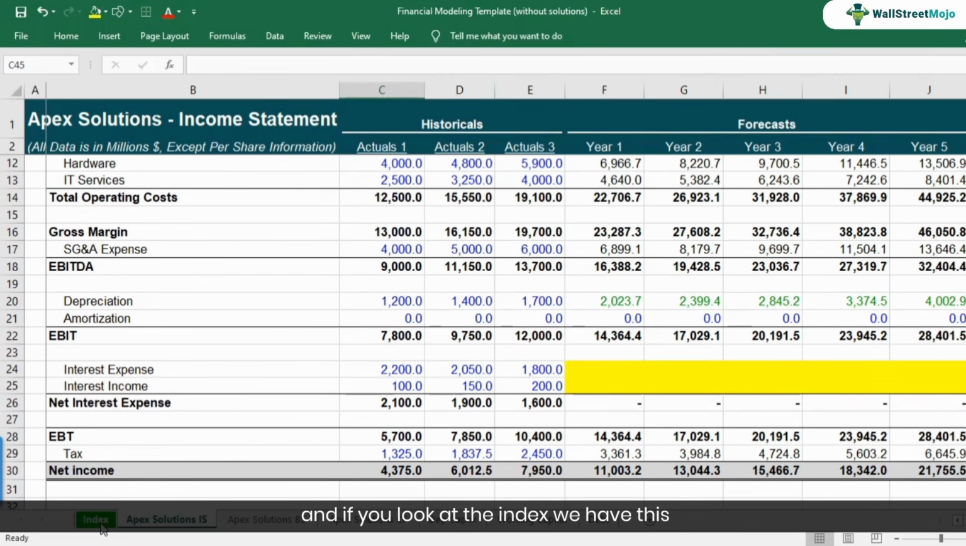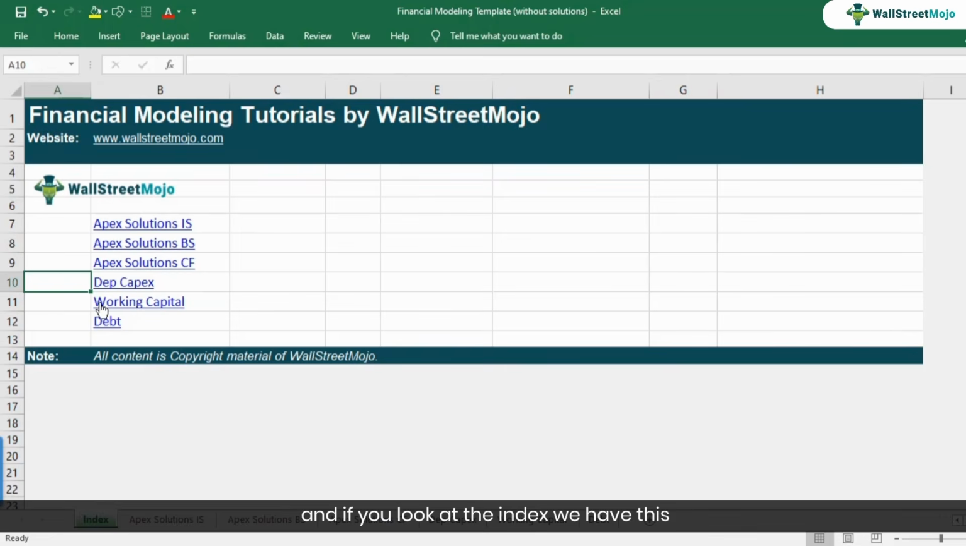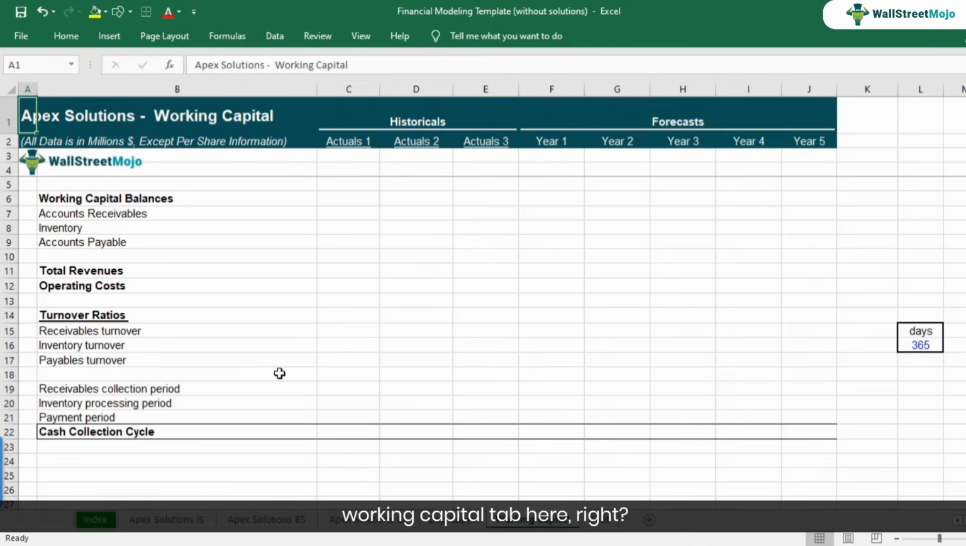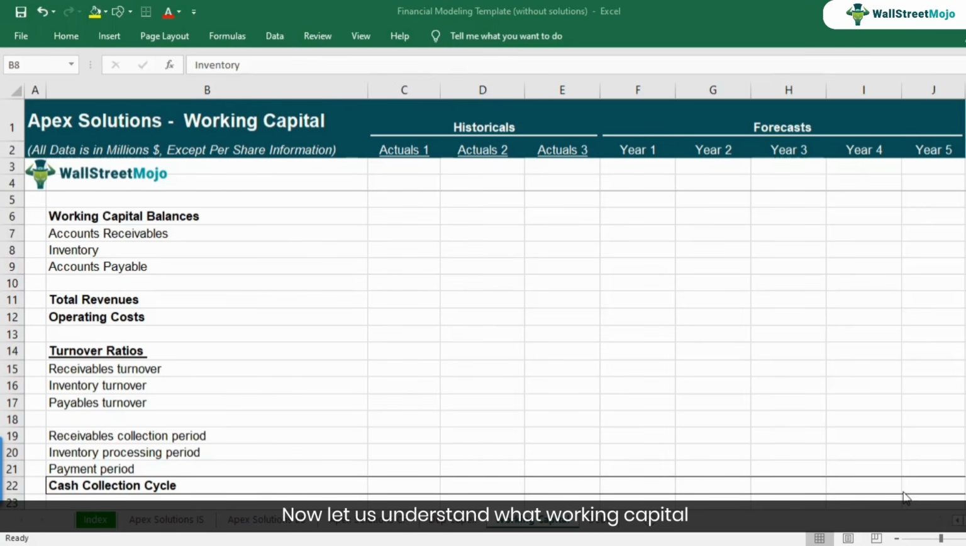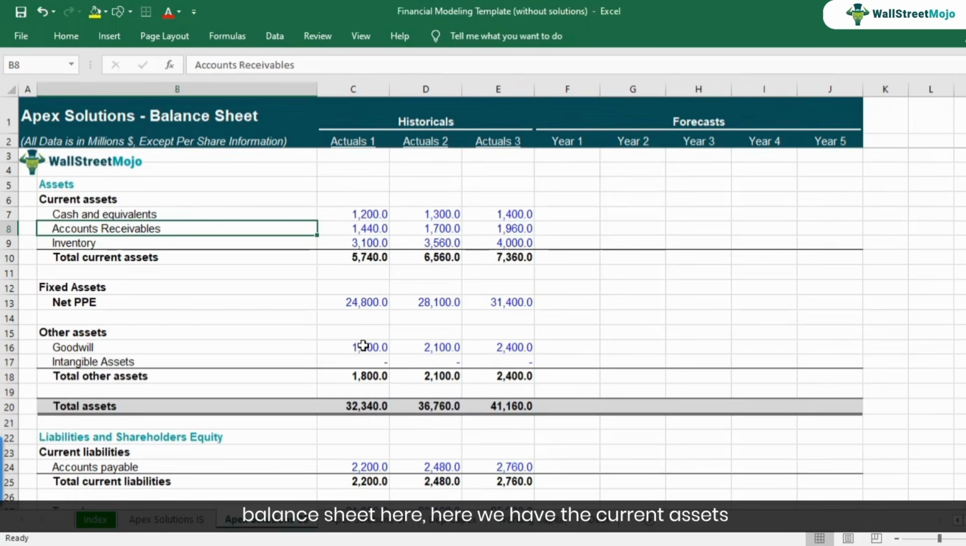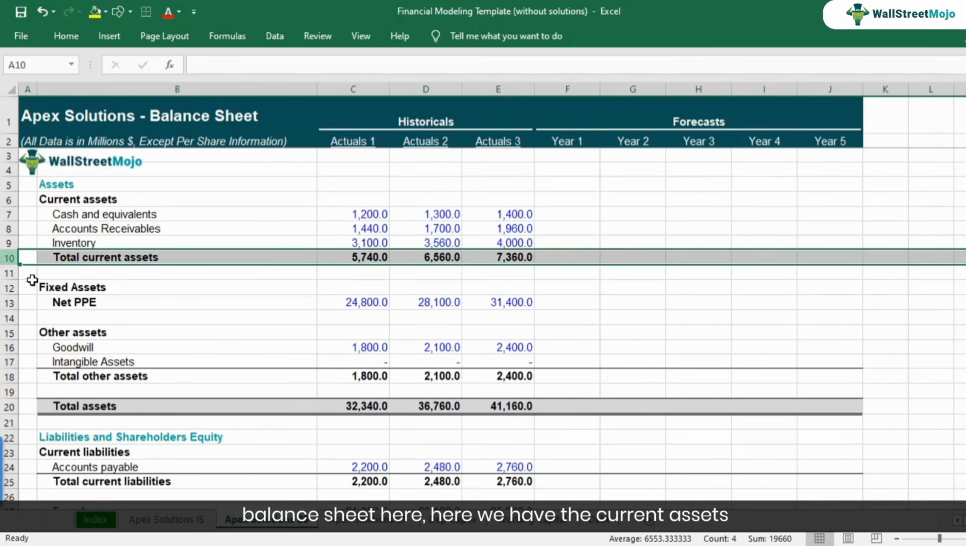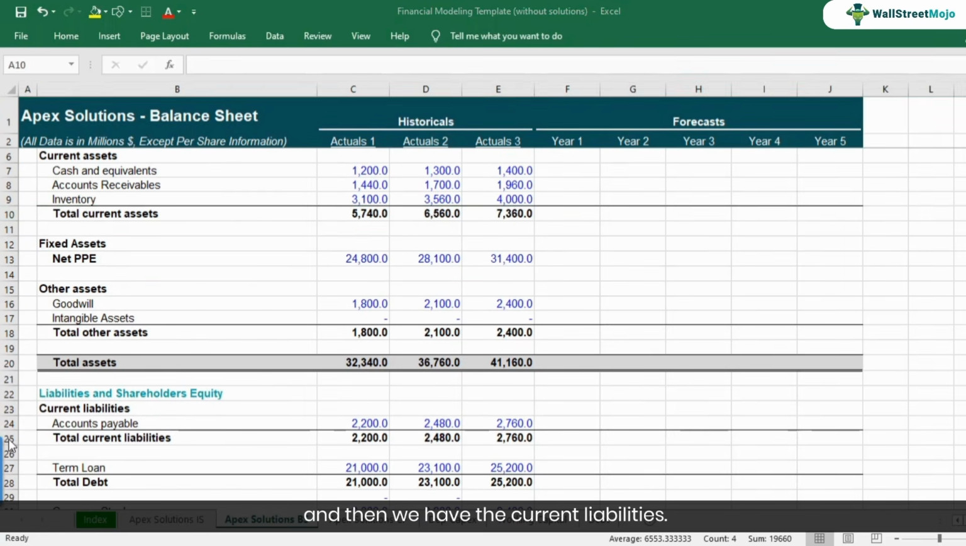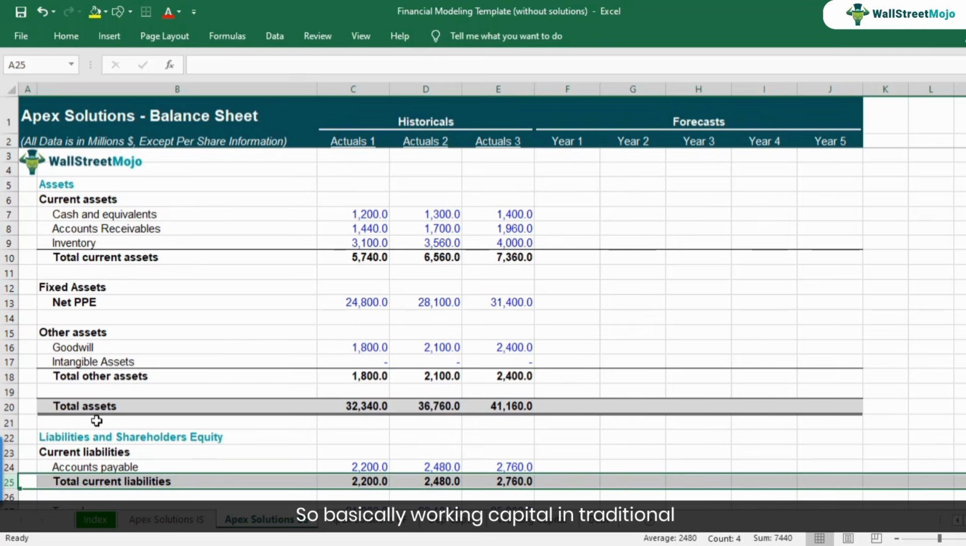And if you look at the index, we have this working capital tab here, right? Now let us understand what working capital means in the context of financial modeling. So typically when we talk about working capital, we say that working capital is current assets minus current liabilities. Like for example, if you go back to the balance sheet here we have the current assets and then we have the current liabilities. So basically working capital in the traditional sense is defined as current assets minus current liabilities.